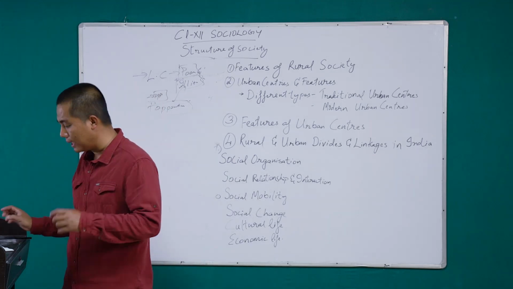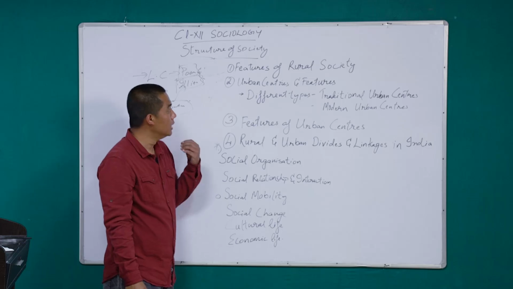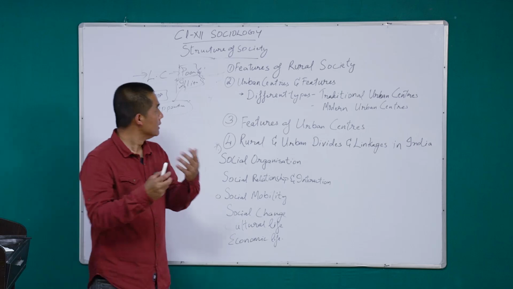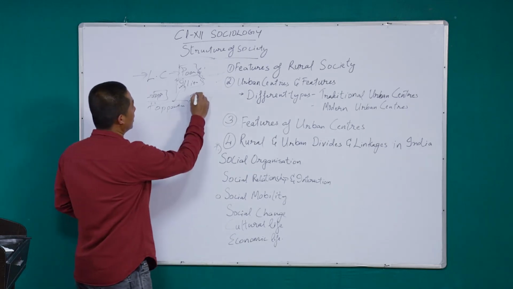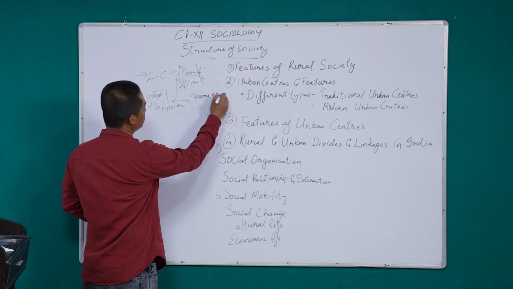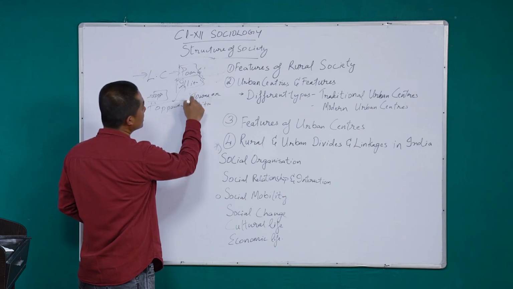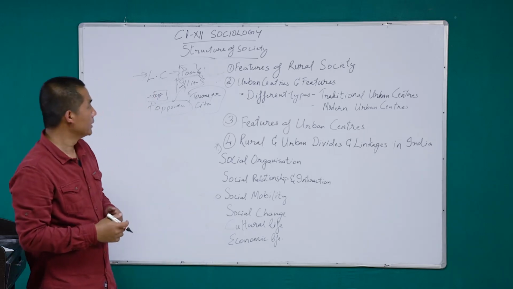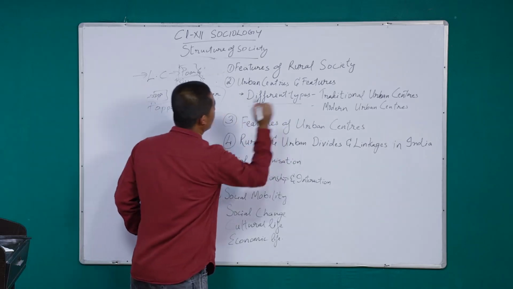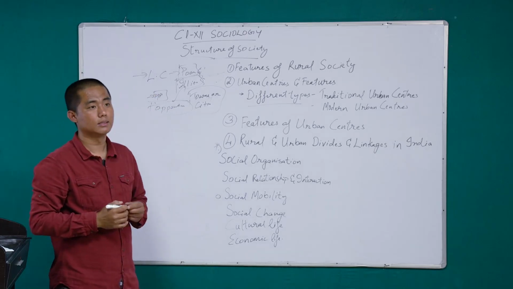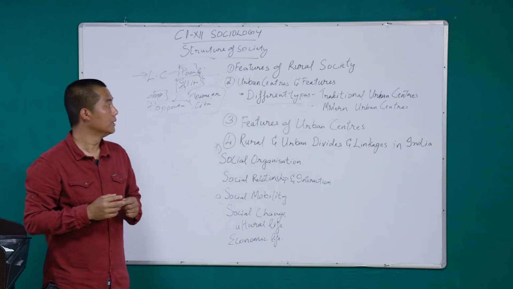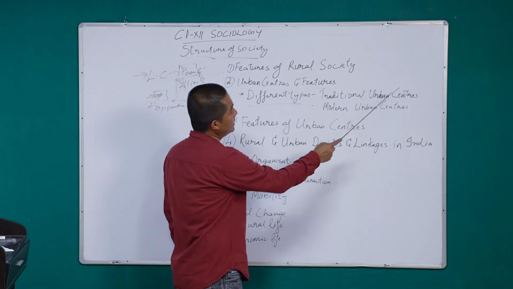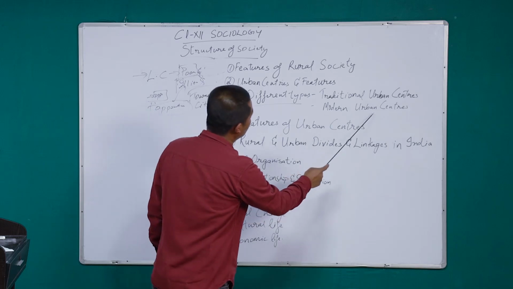We have discussed in the last class that urban centers or urban areas simply mean towns or cities. That is what we have discussed, so I will not elaborate much on this point. But let's go into the different types of urban centers. The first one is the traditional urban centers, and the second is modern urban centers.